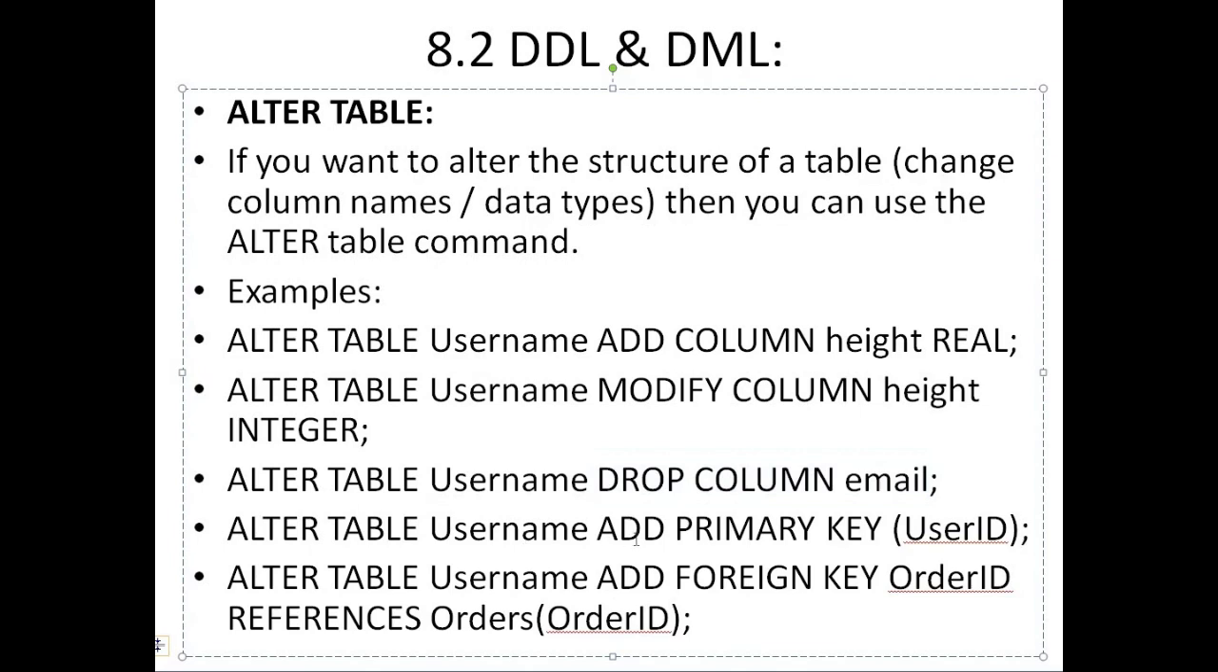Then we have alter table username, add primary key user ID. That means the column by the name of user ID will be made into a primary key. Alter table username, add foreign key order ID. So a column would be added by the name of order ID, and it would be made as the foreign key. Whenever you make a foreign key, you have to write the references keyword as well, and then tell which table contains the same field as a primary key. So in this case, it is the orders table where order ID is present.